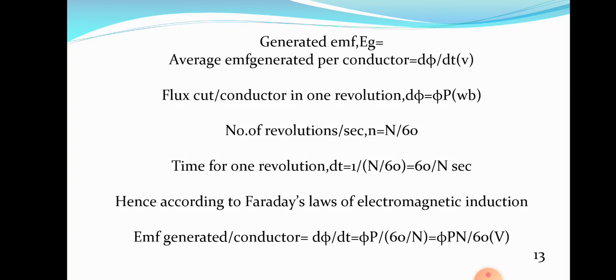So the machine is rotating at capital N RPM. Capital N RPM means revolutions per minute. So time taken for N revolutions is equal to 1 minute. Please understand, time taken for N revolutions is equal to 1 minute. That means time taken for N revolutions is equal to 60 seconds. So the time for one revolution is equal to 60 by N seconds.